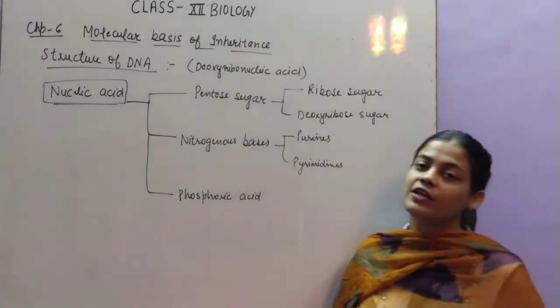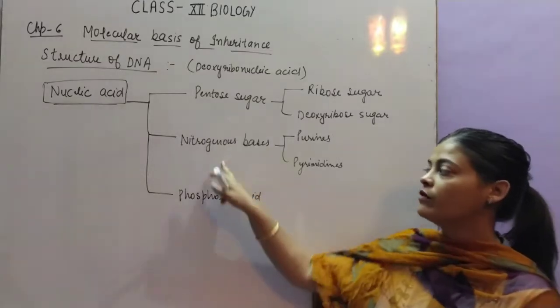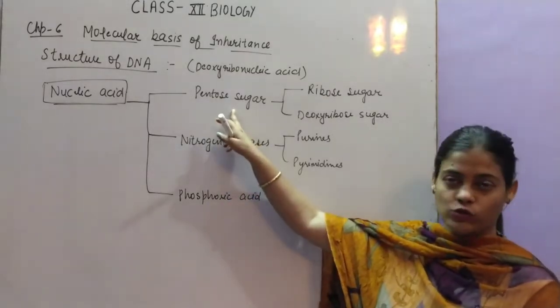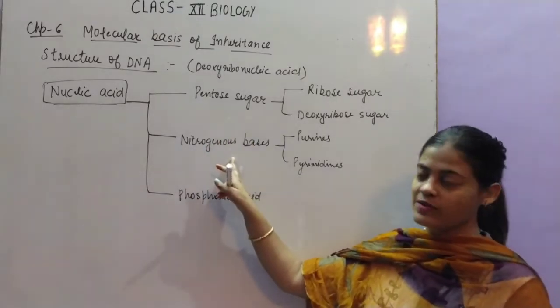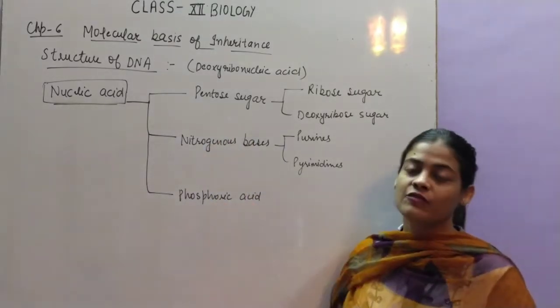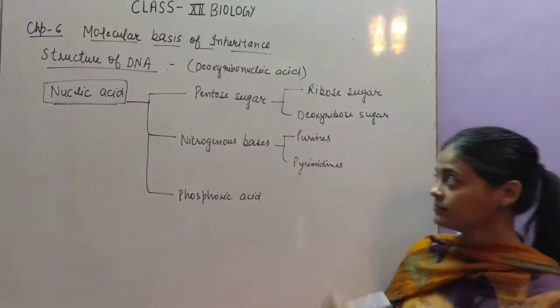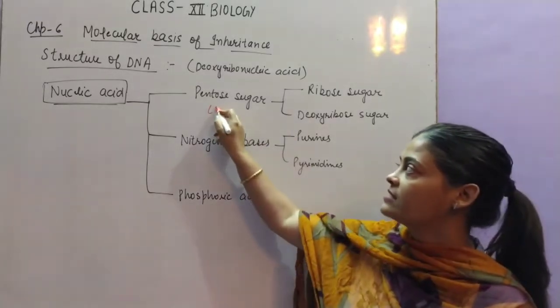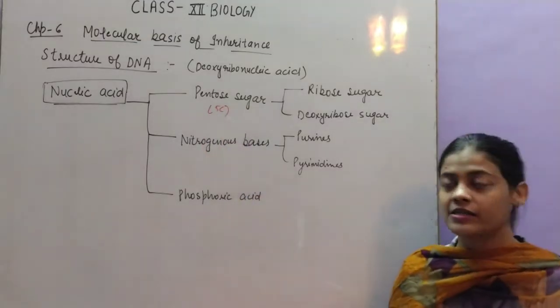So if you see the nucleic acids, they are made up of three components, three molecules. One is pentose sugar, one is nitrogenous bases, and the third one is phosphoric acid. So pentose sugar, as the name says, pentose means it has 5 carbons in it.